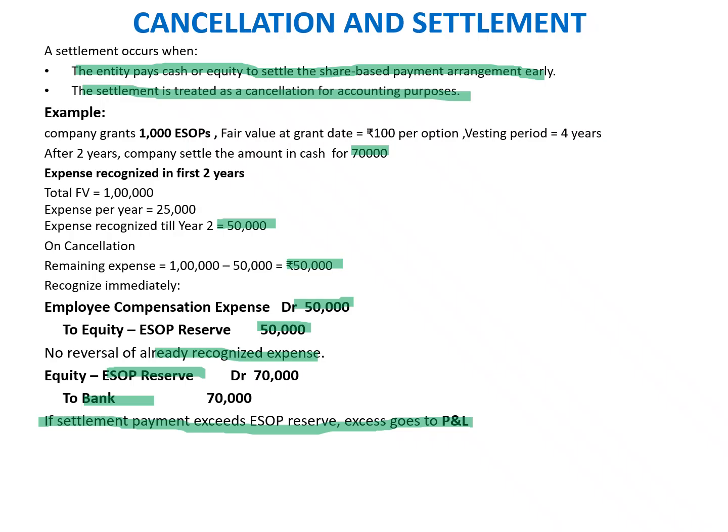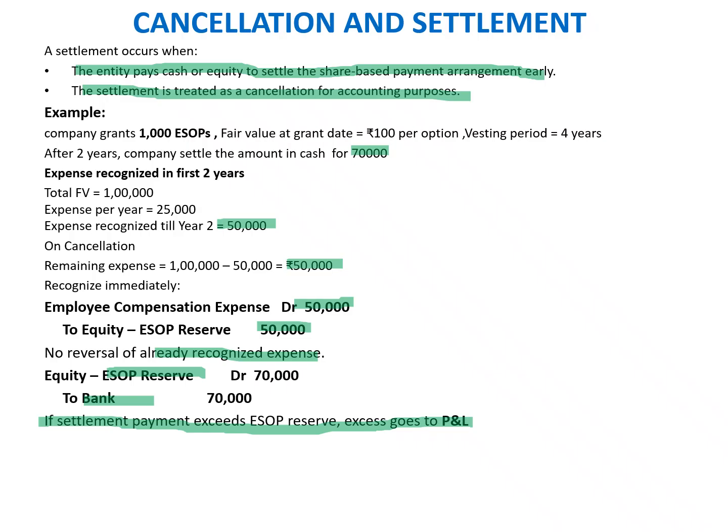The thumb rule is that if the settlement payment exceeds the ESOP reserve, then the excess goes to the P&L. Which means the charge would be to my P&L if the amount being settled is more than the amount that exists in the ESOP reserve. But if the amount in the ESOP reserve is more and the settlement is less, then the balance in the ESOP reserve is transferred into retained earnings, which is part of the equity. This is the treatment whenever settlement happens before the actual vesting period.